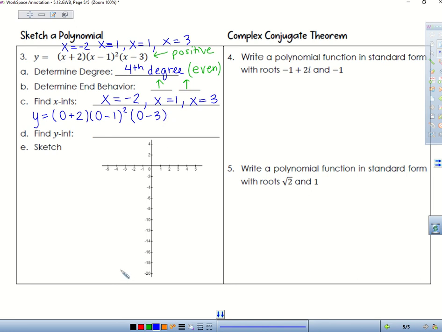That's how you find the y-intercept. All I did was replace all the x's with 0. So what's 0 plus 2? 2. What's 0 minus 1? Negative 1 squared? 1. And then we have 2 times 1 times negative 3, which is negative 6. There we go. So to find the y-intercept, you replace all of the x's with 0.